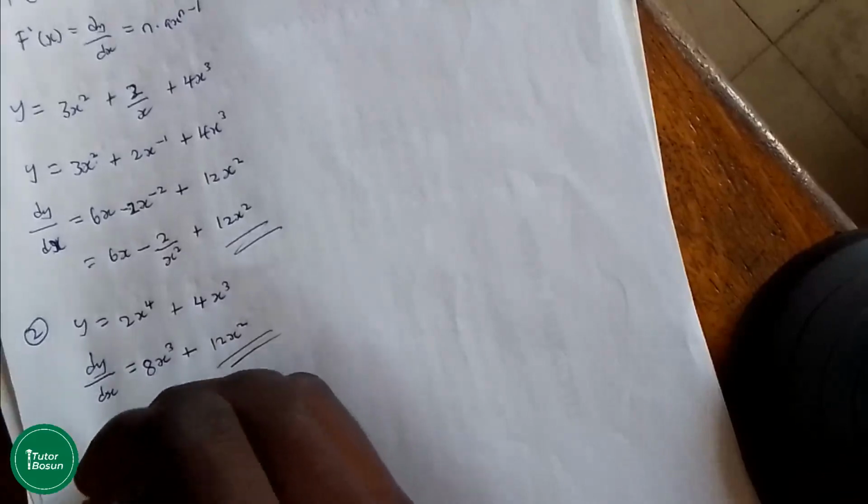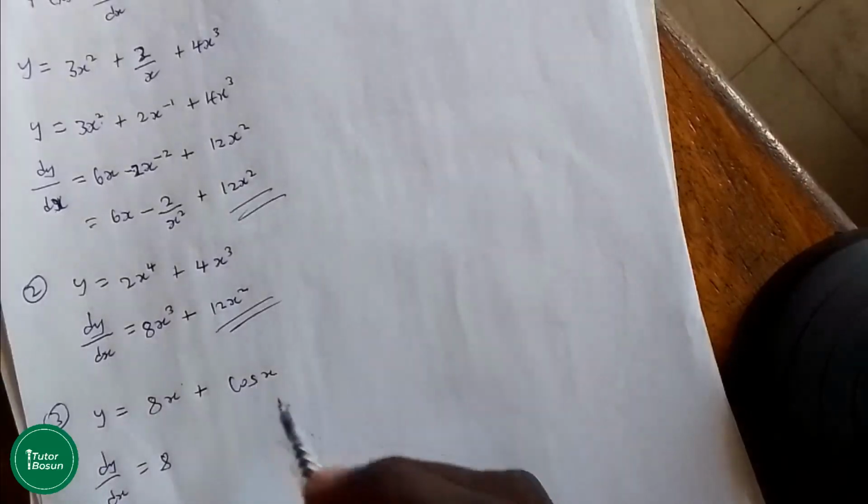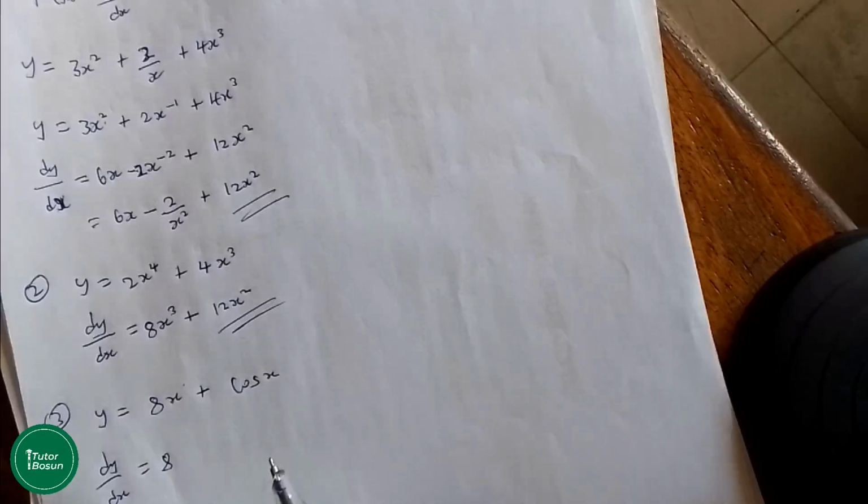Let's solve one more example. Let's say we have y equal to 8x plus cos x. Then dy dx will be giving us, here we have 1 multiplied by 8, and that's 8. Then 1 minus 1, that's 0, and then x raised to power 0 is 1, then it automatically becomes 8. Then cos x is a standard derivative, and the first derivative of cos x is what? Minus sin x. Then this automatically becomes minus sin x.